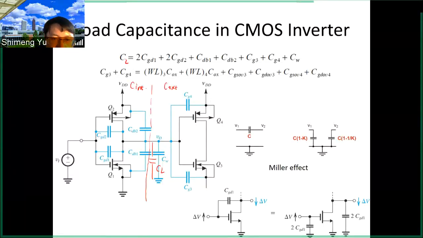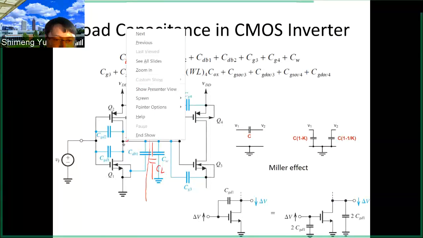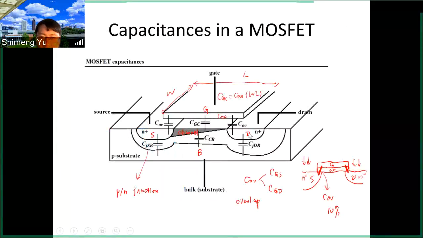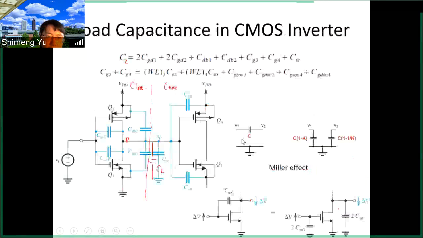So basically, this node is a drain of both this NMOS and PMOS. If you recall the previous slide, on the drain side, you look at what capacitance is attached to the drain. So you have this COV and you have this CJDB, the junction capacitance. So at this node, the CGD, gate to drain, this is an overlap capacitance. You will have that from both this Q1 and Q2. Q1 is NMOS, Q2 is PMOS, so you have the CGD1 and CGD2.